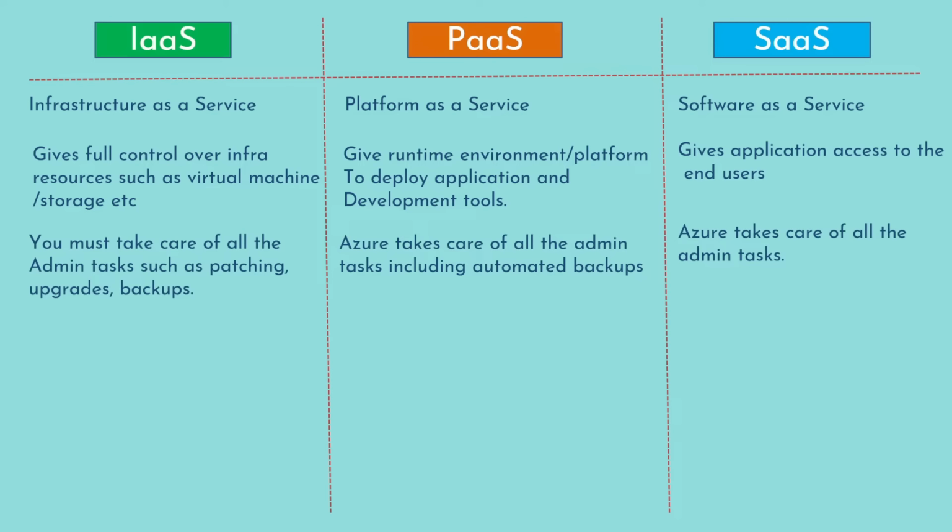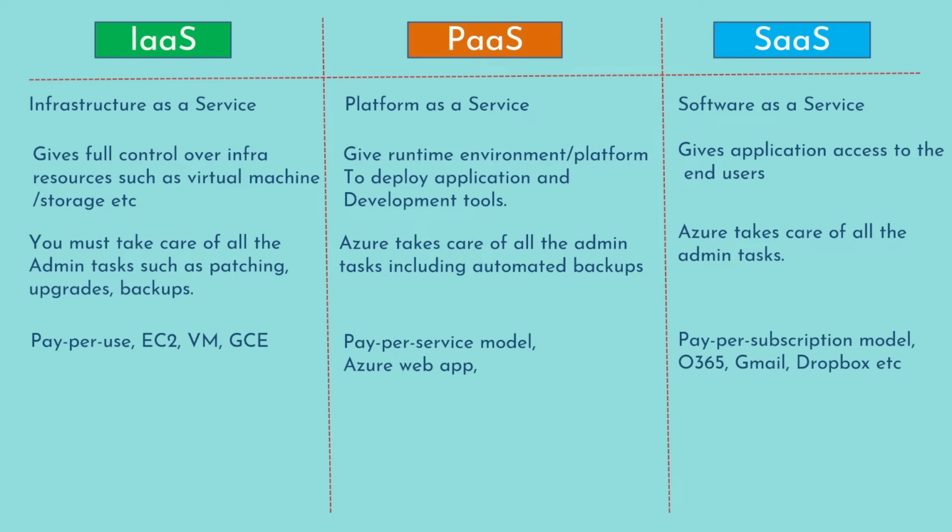In IaaS, you must take care of all the administrative tasks such as server patching, upgrades, backups. Patching is nothing but making sure all your software and your operating system packages are up to date and have all the fixes of security and vulnerability. In PaaS and SaaS, Azure takes care of all your admin tasks, right? So as we said, when you need full control over your operating system, you go with IaaS. When you do not want to take care of all your admin tasks, you go with either PaaS or SaaS.